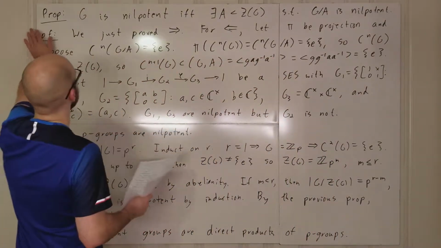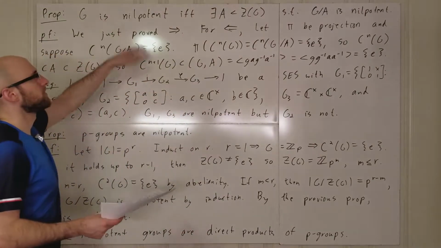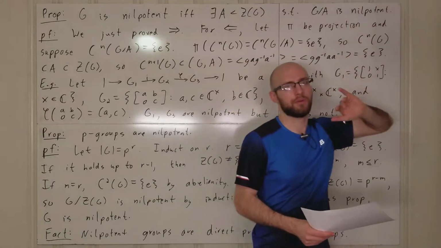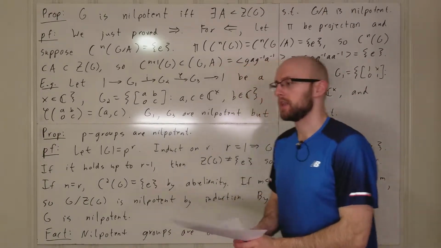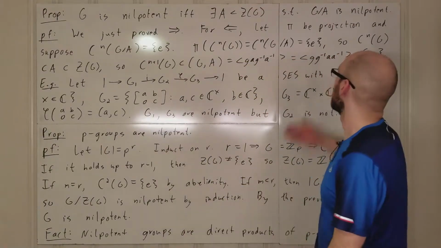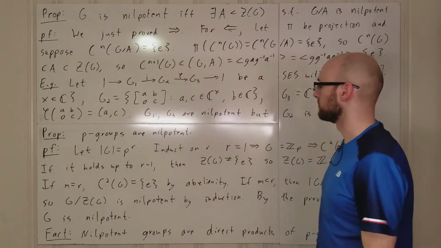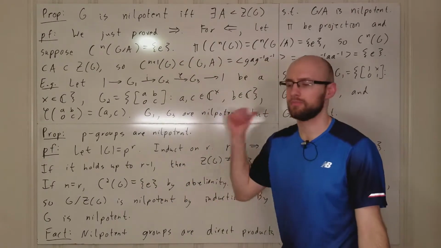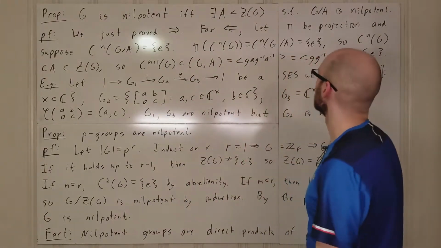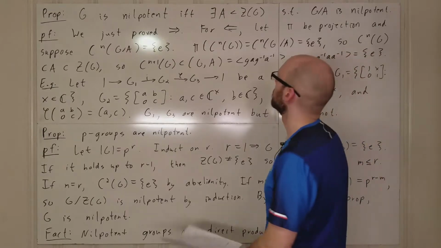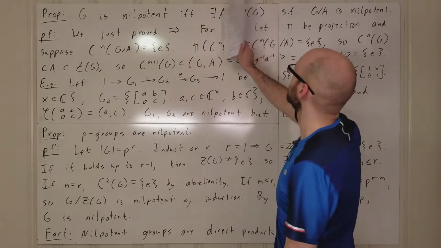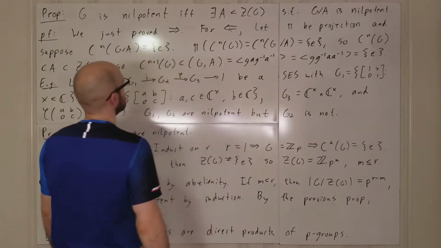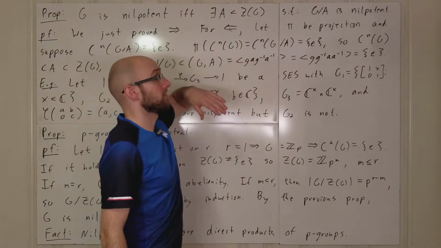Anyways, so we have this proposition: G is nilpotent if and only if there is a subgroup of the center of G such that quotienting by that subgroup gives you a nilpotent group. For the proof, we just proved the forward direction in the past video, because we know that quotients of nilpotent groups are nilpotent. That doesn't even use that it's contained in the center of G. So for the other direction, we better use this, and we definitely do.